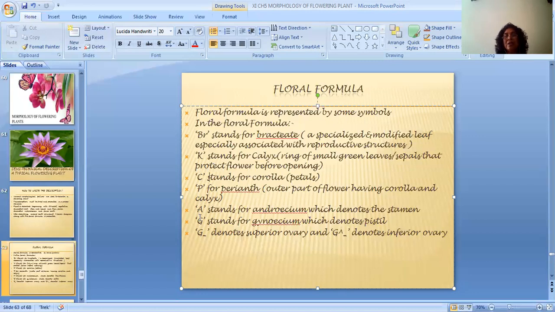And you must have studied, or if you have not, please see my previous videos, where addition is denoted, like when the stamens are connected to petals, then it is epipetalous, or when stamens are connected to perianth, then it is epiphyllous. So this adhesion is denoted by a line drawn above the symbol of the floral part.